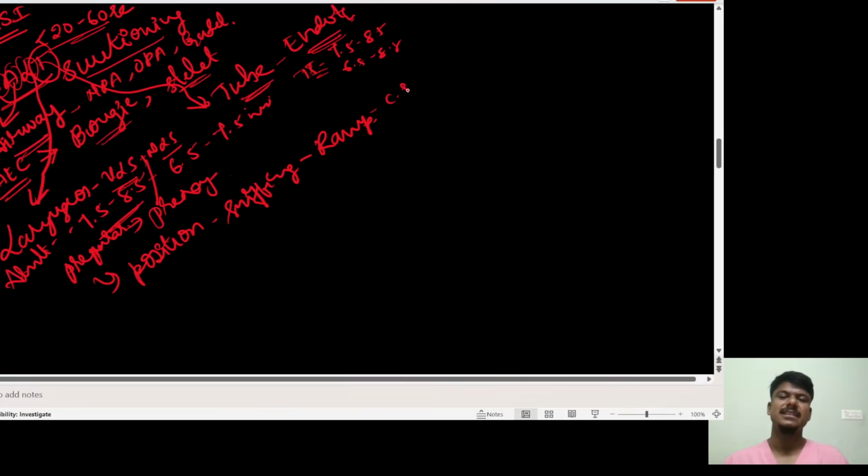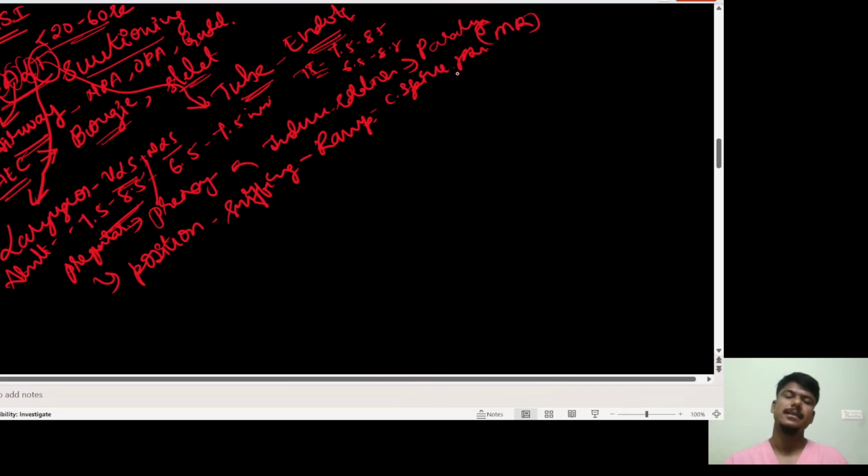Based on C-spine status, we will give the position. We pre-oxygenate the patient. We induce the patient, which means we give the sedation. After that, we do paralysis. We give a muscle relaxant. Now the patient's muscles are relaxed and the patient is sedated. Then you are going to place the tube.